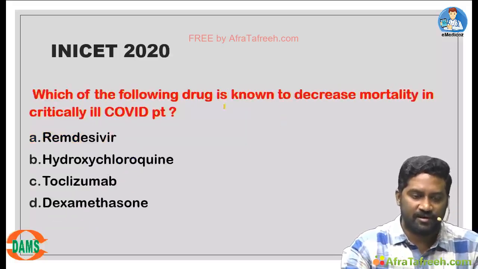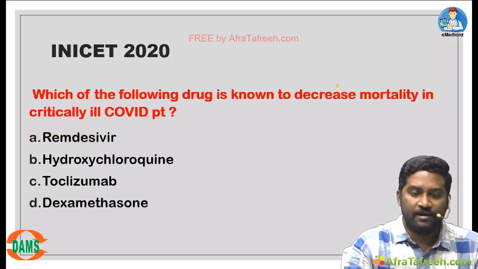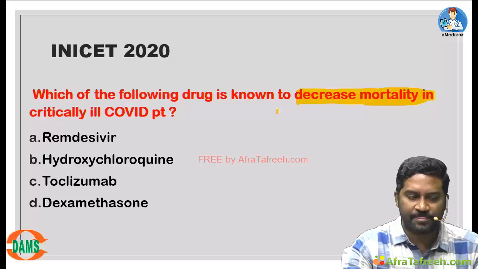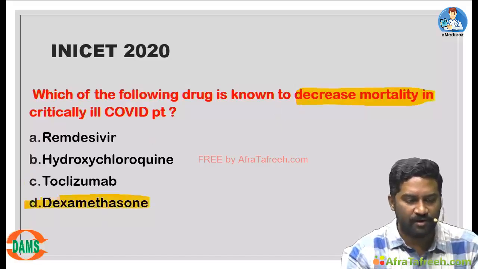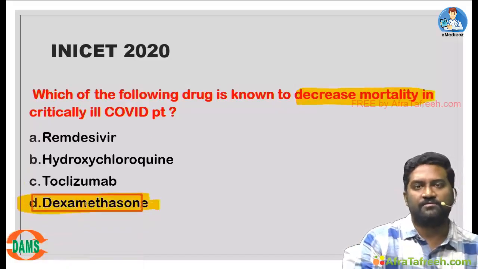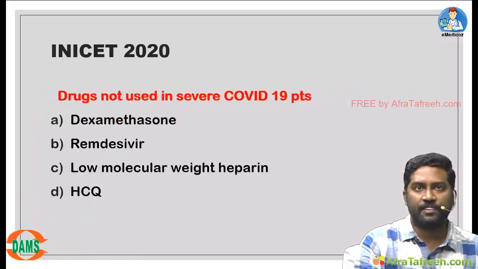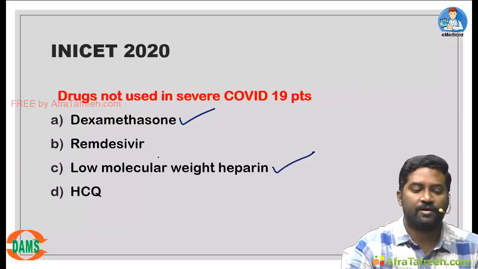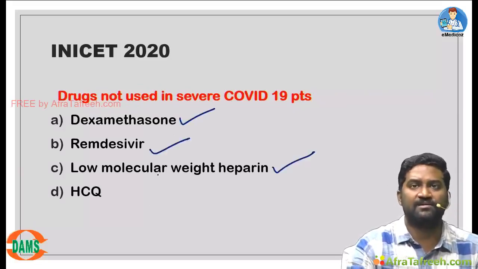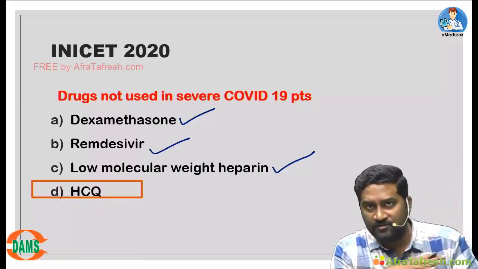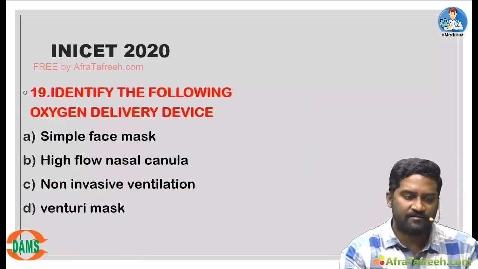Which of the following drugs, given in 2020, is known to decrease mortality? If they ask you decrease mortality, the single best answer is steroid. So what is this steroid here? It is dexamethasone. Then, drug not used in severe COVID-19 infection: we can give steroid, we can give anticoagulation. Remdesivir can be used based on limited evidence. No role of HCQ. According to new guidelines, no role of HCQ even in mild cases.